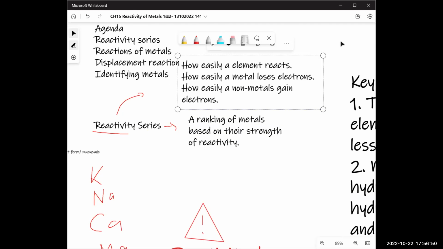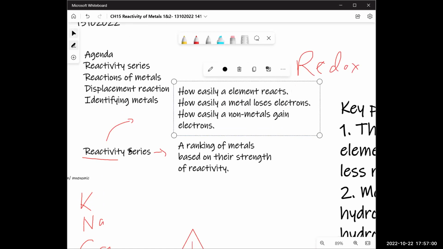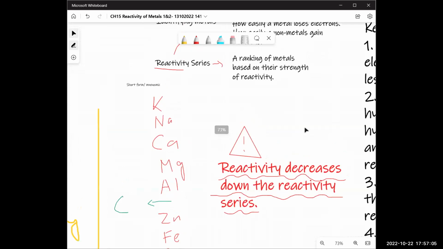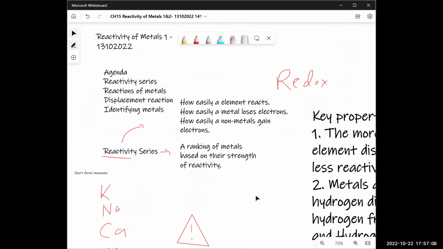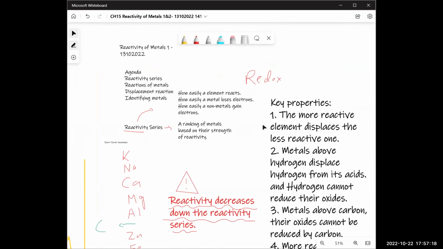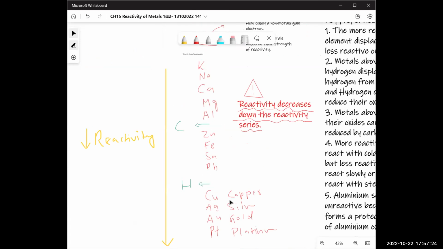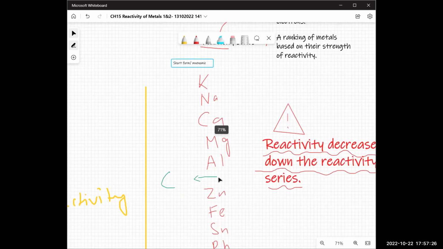Now, why am I talking in terms of gaining and losing electrons? Because this chapter is all about redox reactions. We'll see what these are in a second. But just to know, reactivity basically means how easily something reacts. Sir, isn't a redox reaction when a chemical gains or loses electrons, or is oxidized? Yes, exactly. We'll get to that in a second. Before we do that, let's look at the reactivity series. Now this right here is your big reactivity series.